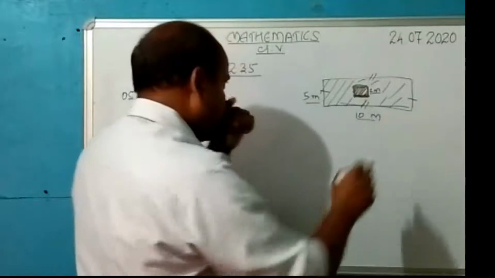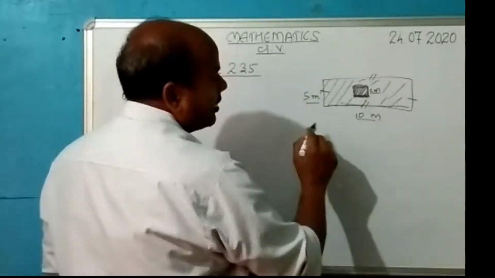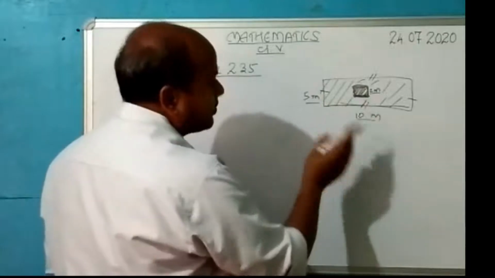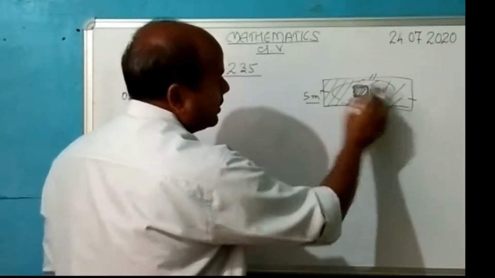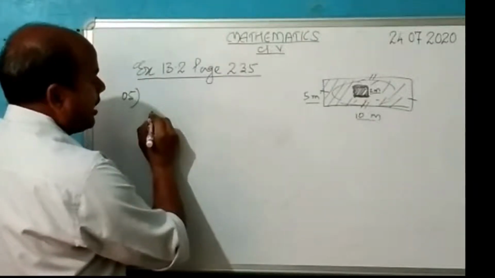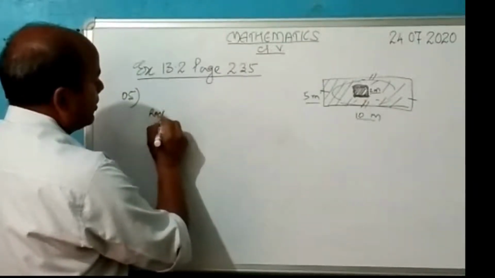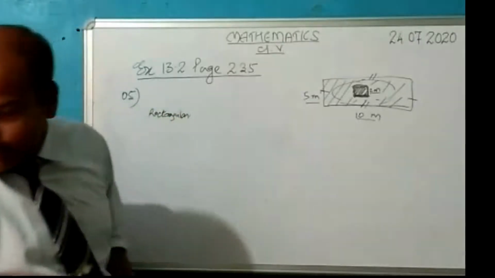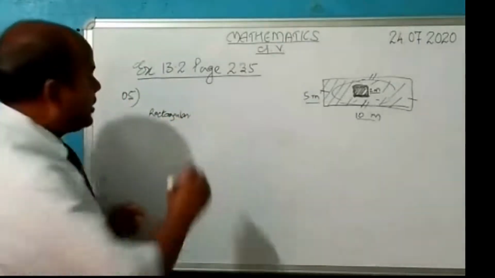What you should do is find out the total area, also find out the area of the square flower bed and subtract it. Then you will get the area of this one. Okay. So you should find out first. Here you have a rectangular field.